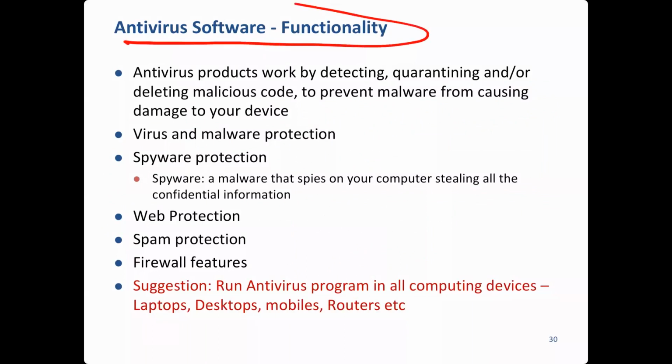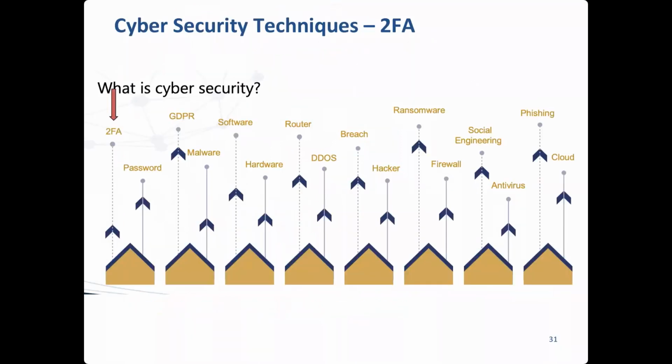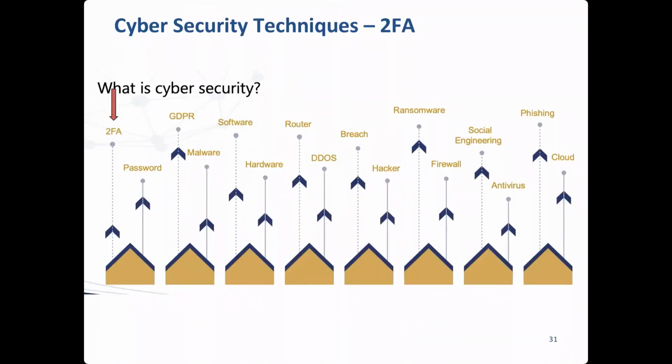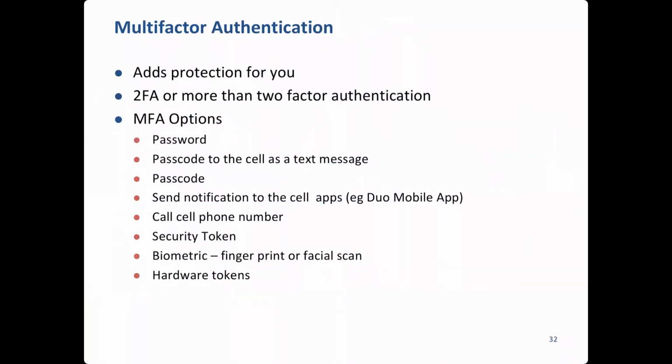Okay, antivirus software is used for a lot of things like web protection, spam protection, firewall features, virus and malware protection, spyware protection. Spyware is a kind of malware that spies on your computer. It steals everything, all confidential information like credit card information. It can have a keylogger and so on and so forth, right? Okay, please go through these slides.